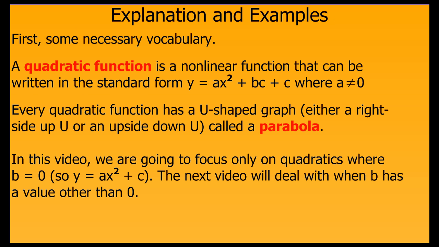First, some necessary vocabulary. A quadratic function is a nonlinear function that can be written in the standard form y equals ax squared plus bx plus c, where a is not equal to 0. Every quadratic function has a U-shaped graph, either a right side up U or an upside down U, called a parabola. In this video, we're going to focus only on quadratics where b equals 0, so they're in the form y equals ax squared plus c. The next video will deal with when b has a value other than 0.